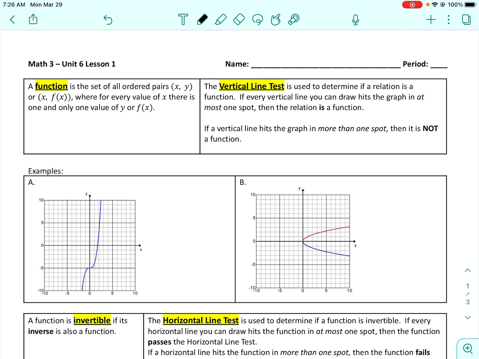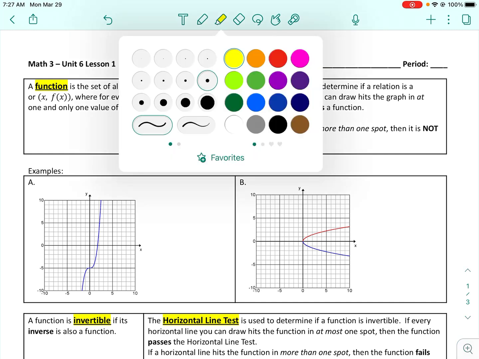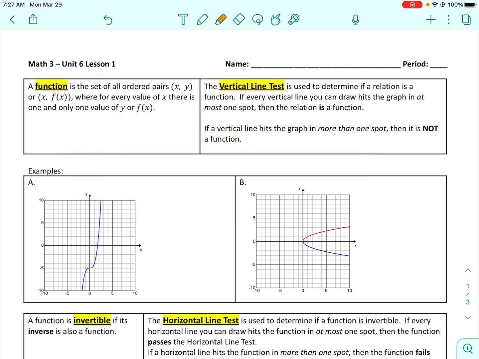So we're going to start off with defining a function. A function is a set of all ordered pairs (x, y), or (x, f(x)), where for every value of x, there is one and only one value of y, or f(x). So what that is saying is that on the graph of a function, we should be able to do what's called the vertical line test.